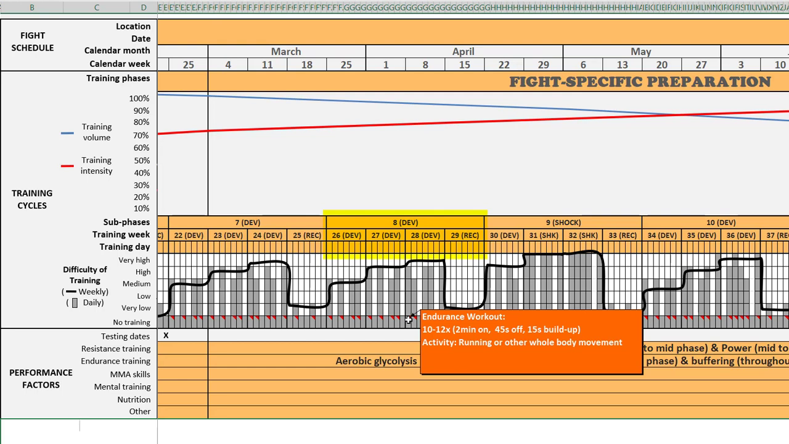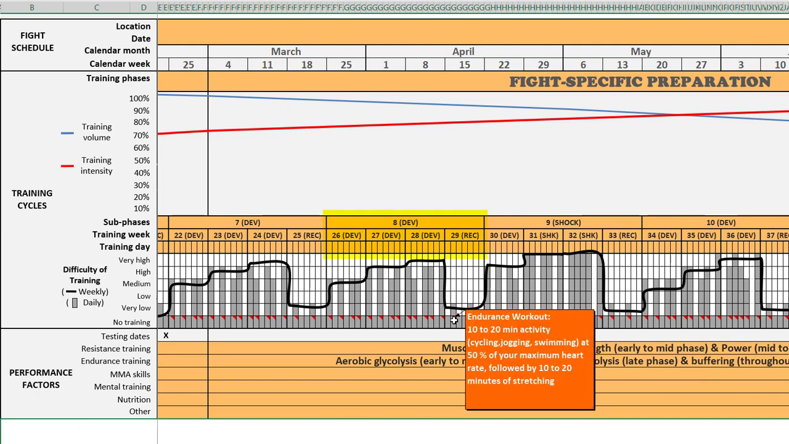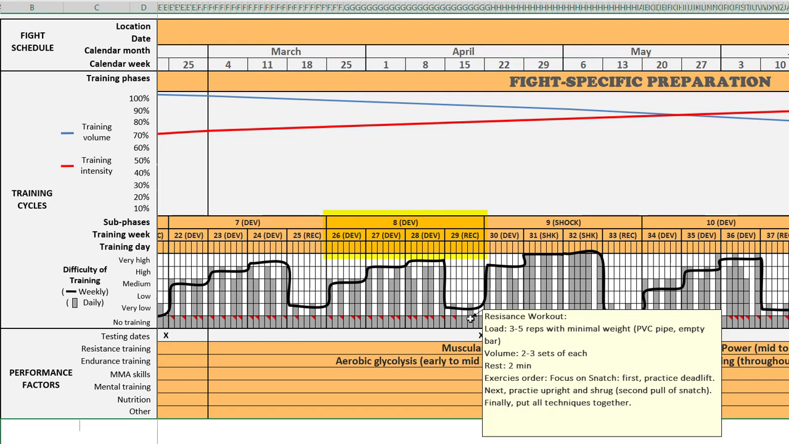As you move through the fight specific phase, you want to certainly be incorporating more fight specific movements, such that by the end of it, you're doing a lot of fight specific movements. And again, here's the fight simulation that I mentioned, so you can have a look at that. So again, it's another pretty tricky sub-phase. So these recovery weeks are very important, and we continue with the same pattern with the endurance recovery and then the resistance workouts, mostly focusing on Olympic lifting technique, which again, we're going to be getting close to here.